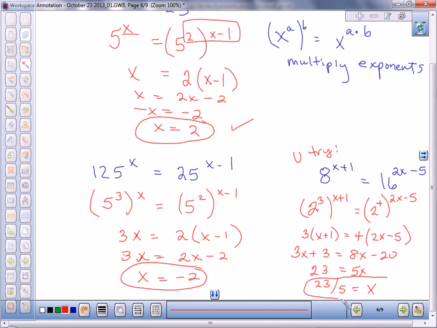Could you write it as negative 5? Yes, you can. Because the decimal is terminating, you sure could. If it were non-terminating, you would write it as a fraction, 4 and 3/5.